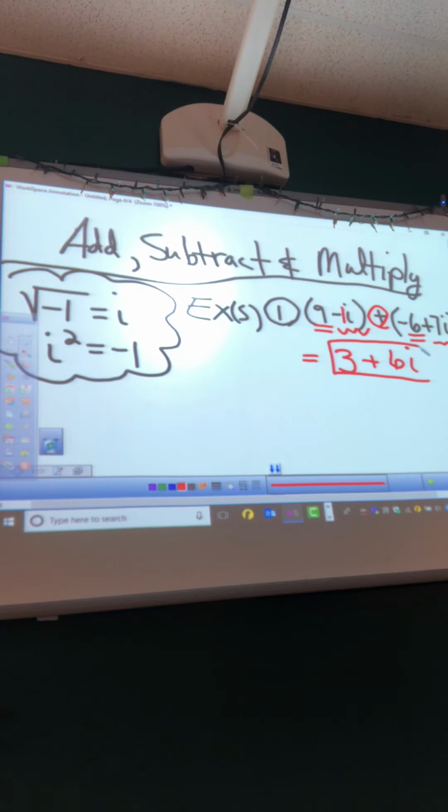Combining like terms. Real plus real. So 9 minus 6 gave us 3. -1i plus 7i. So imaginary plus imaginary gives me 6i. Combining like terms if we're adding or subtracting. Let's look at a second one. That's adding. Let's look at subtracting.